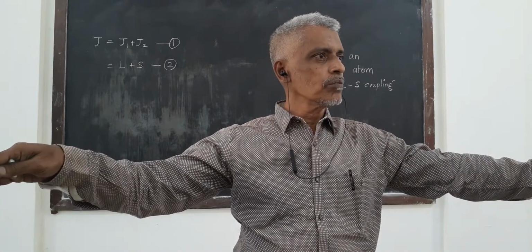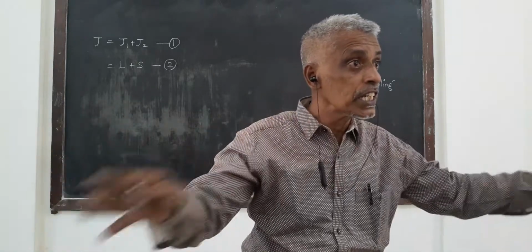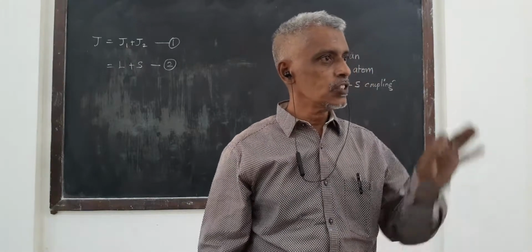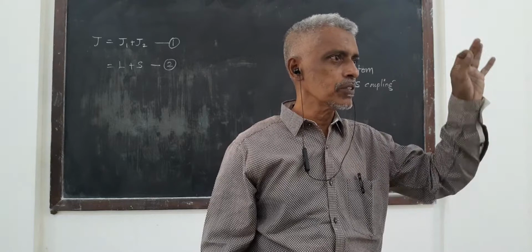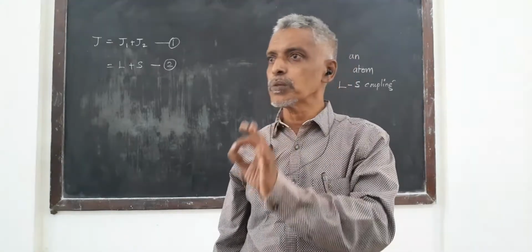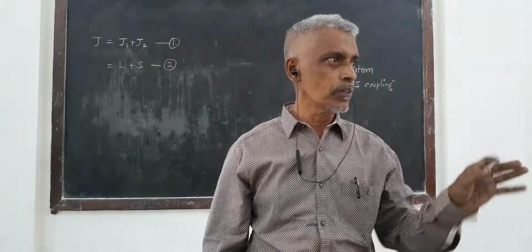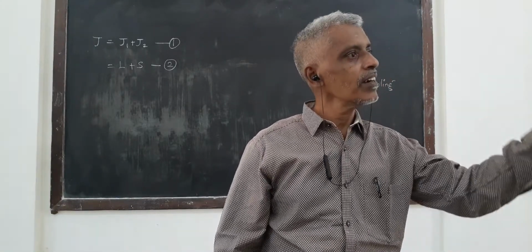You have to consider, if you have to give importance to all these, then you have to add all this. Okay, J, the total angular momentum, is equal to L plus S. L stands for the orbital angular momentum, S stands for the spin momentum for the same electron in that atom.